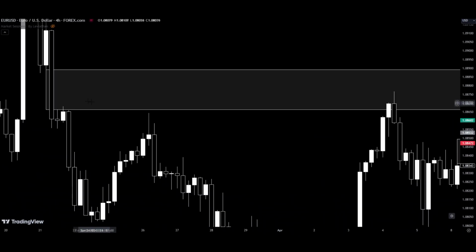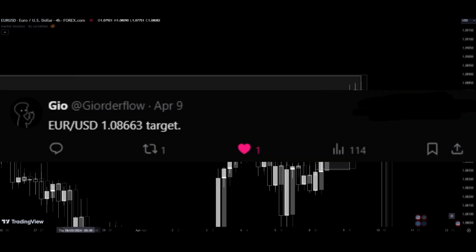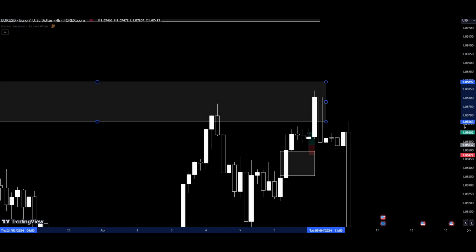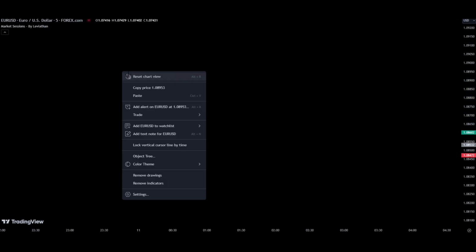But as you can tell, there's one on the left right there, which I had anticipated and I did tweet about before I even reached it. I was around here when I said the target was minimum 8663, right? So that's where your take profit would be.